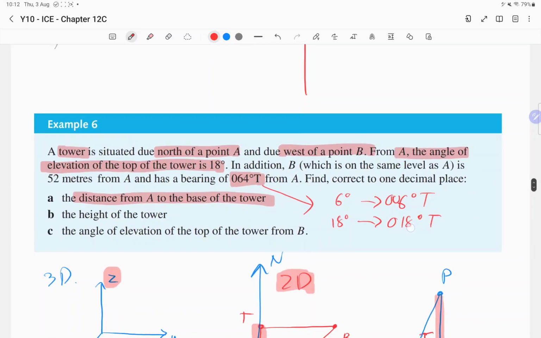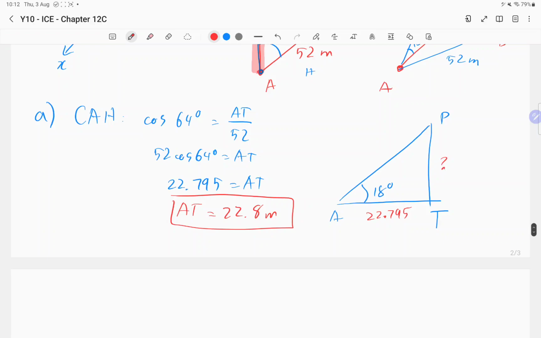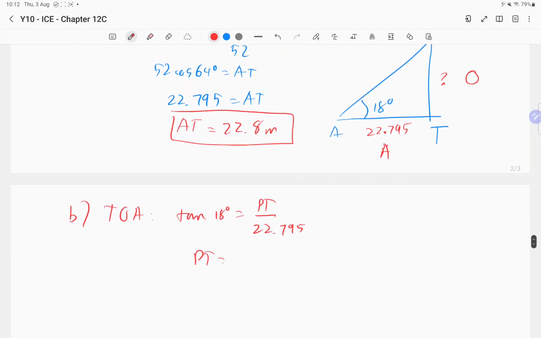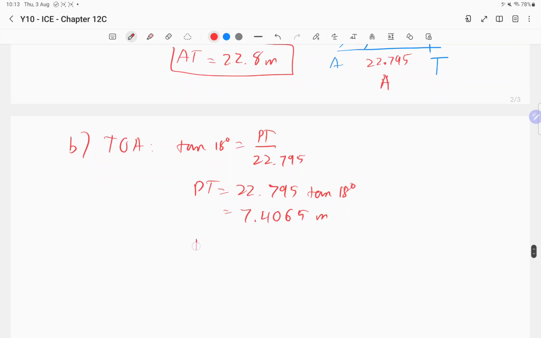So now we need to find the height of the tower, which is PT. That's the opposite, and this is the adjacent. So for question B, we'll use the TOA rule. Tangent of 18 degrees would be opposite, which is PT, over adjacent, which is AP, 22.795. Once again, punch into the calculator. PT would just be 22.795 tangent 18 degrees, and the answer will be 7.4065 meters. And once again, to one decimal place, PT would be 7.4 meters.